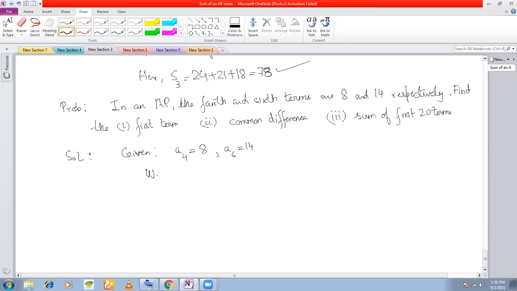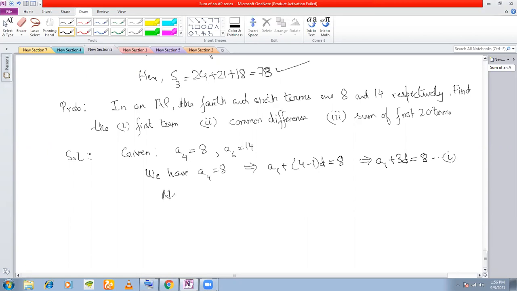So start with the first one. We have A4 is equal to 8. And that means A1 plus 4 minus 1 into D is equal to 8. That means A1 plus 3D is equal to 8. This is the first equation.